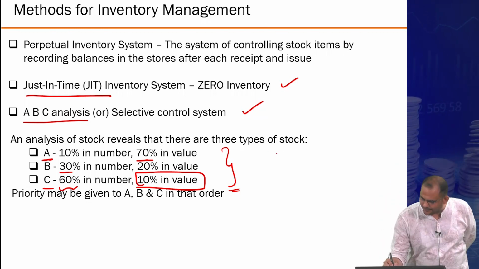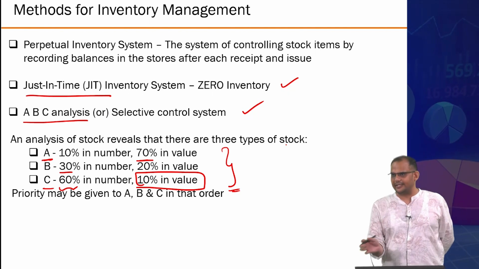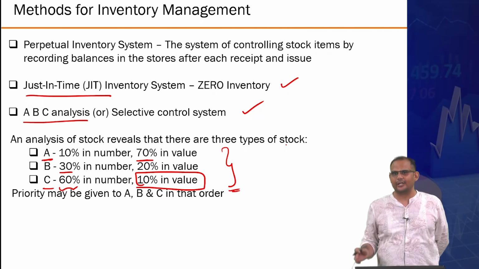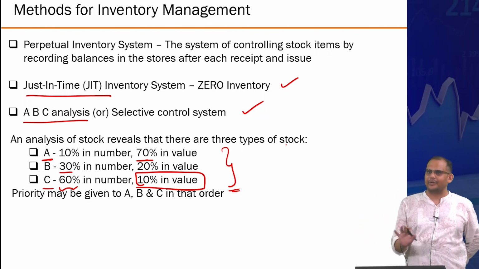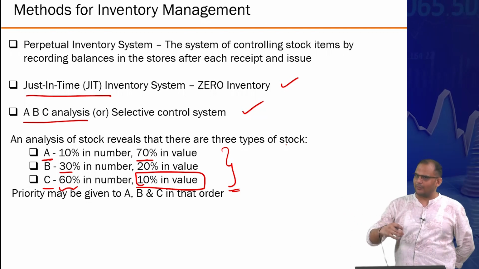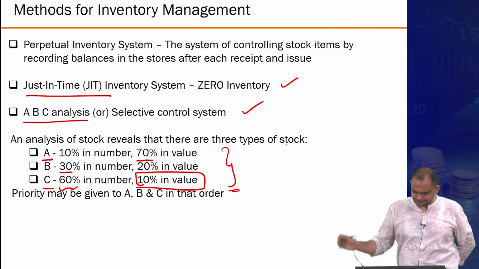Again, depending upon the kind of activities that you are involved in, these percentages will always change. These are not static, so don't just say, oh, 70%, 10% is not matching exactly. You get the idea. High value, low volume, high value items need priority, right?